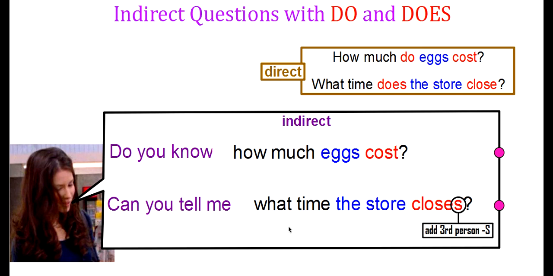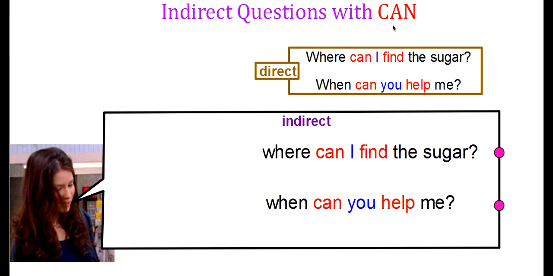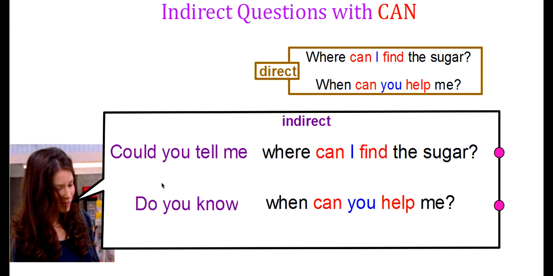So the last indirect question we're going to look at is an indirect question with can. When I have a modal like can in my question, where can I find the sugar, or when can you help me? This is a pretty simple change. In fact, it's very much like making a question with be. So remember, number one, in indirect, I need an expression like could you tell me, or do you know, or can you tell me, any of those. And I'm going to change this over here. Just like with be, you're going to switch this auxiliary and the subject. I'm going to make that switch down here too. This auxiliary and the subject.